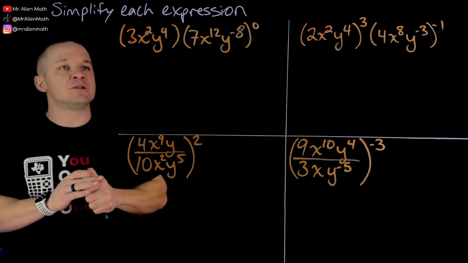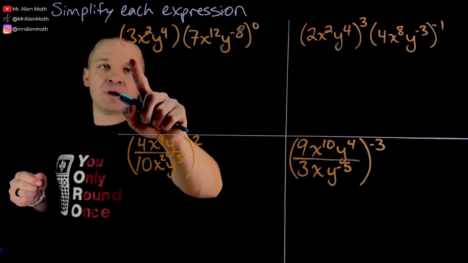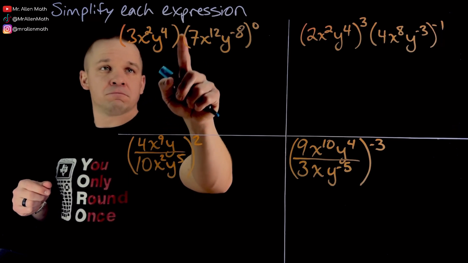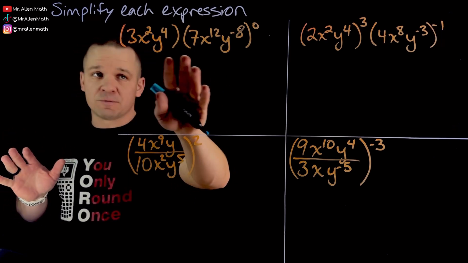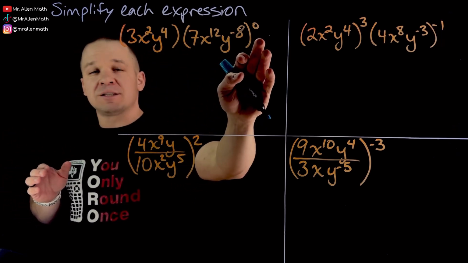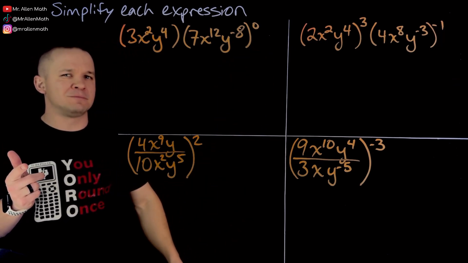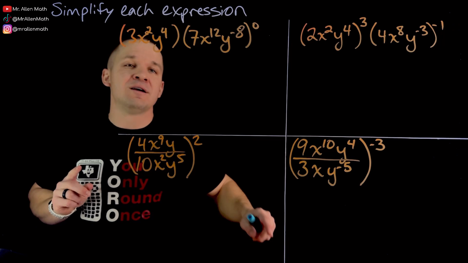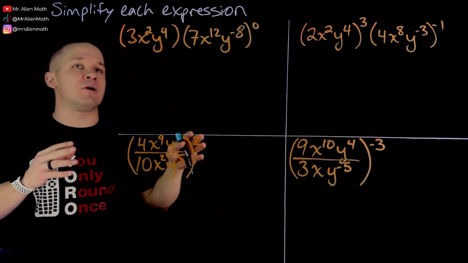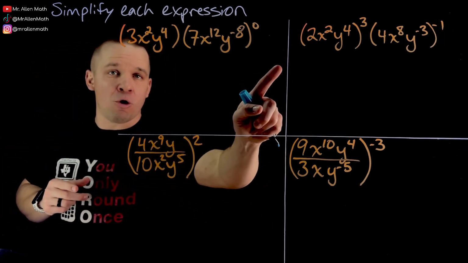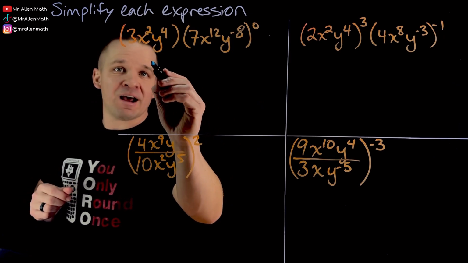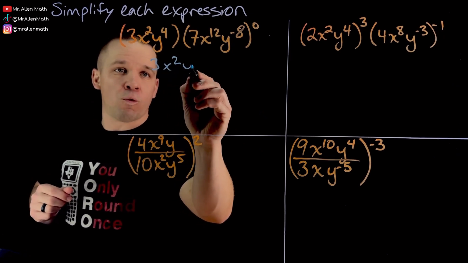So the first one here, I have 3x squared y to the 4th. Nothing out here, so that's just going to stay. It's multiplication. But this guy here is raised to the 0 power. What's anything raised to the 0 power? It's not 0, it's 1. All right, anything raised to the 0 power is 1. So this is just going to go away. It's going to become 1. And then I'd have 3x squared y to the 4th.